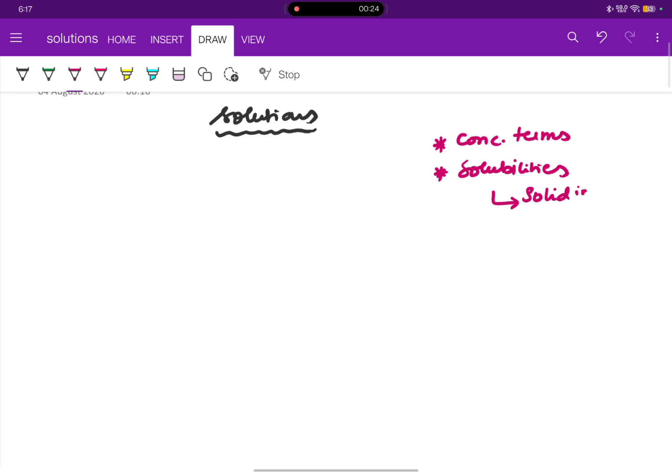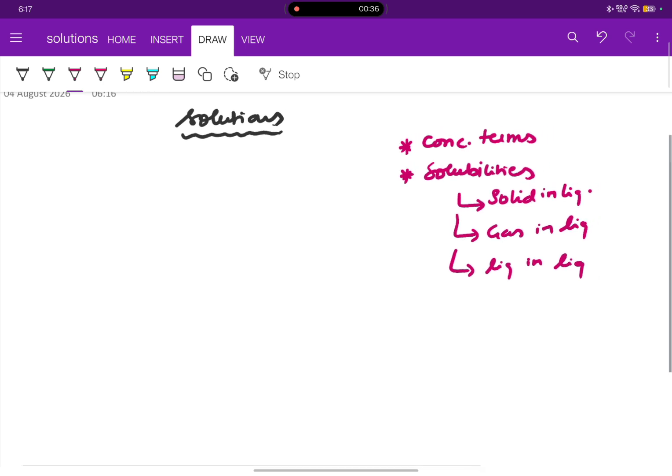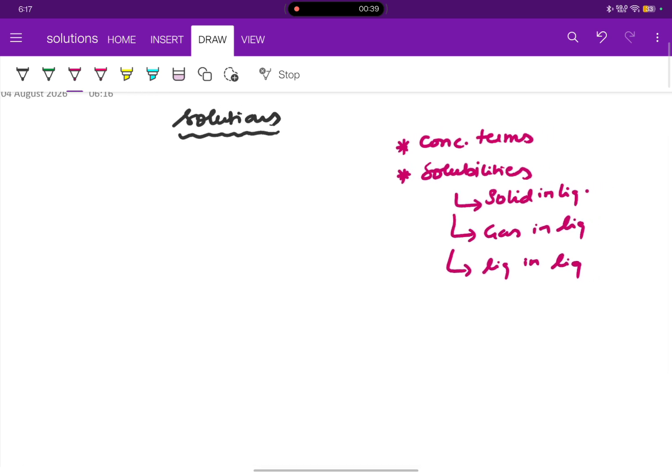A solid in liquid, a gas in liquid, or a liquid in liquid. So solid in liquid will give you the solubility concept. Gas in liquid will give you Henry's law, while Raoult's law is studied under liquid and liquid solution. So after this, we will go to the colligative property.